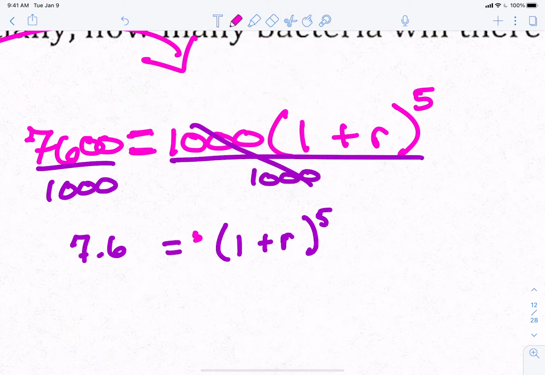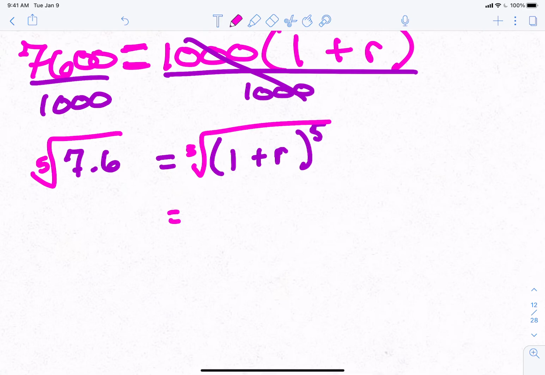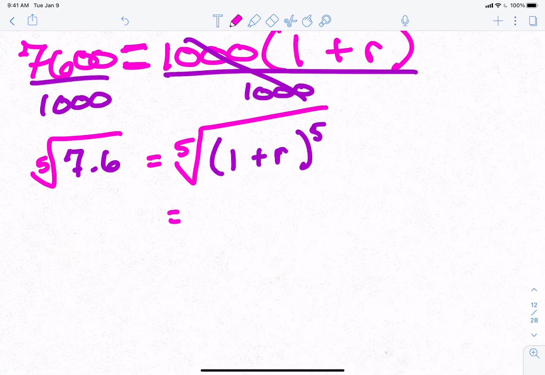Okay, how do you get rid of the 5th power? Take the fifth root, right. That's going to be a really long decimal. Is it supposed to be a 5? The fifth root, yeah, that's a 5. It kind of looks like a 3. And then 7.6? Yep, the fifth root of 7.6.